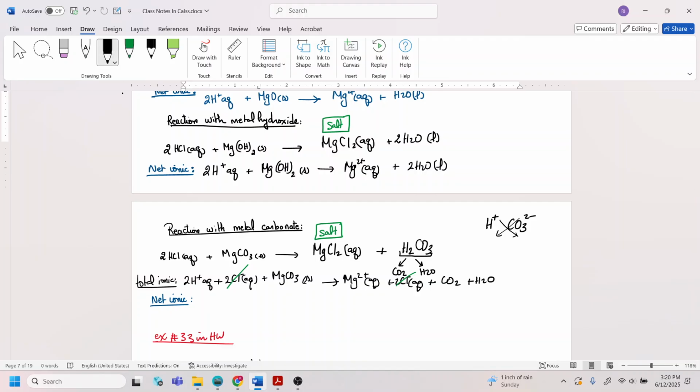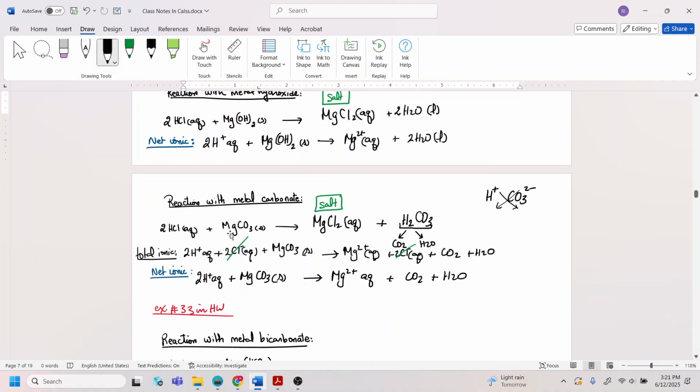And then the net ionic here is going to be 2H plus aqueous plus MgCO3 solid. That is going to give me Mg2 plus aqueous plus carbon dioxide plus water. Okay, just make sure that your equation is balanced. I do have 2HCl, that's right, and then I do have magnesium, I do have the CO3 in there. I have my 3 oxygens, my 2 hydrogens, and my carbon. So everything is balanced. So here you go.